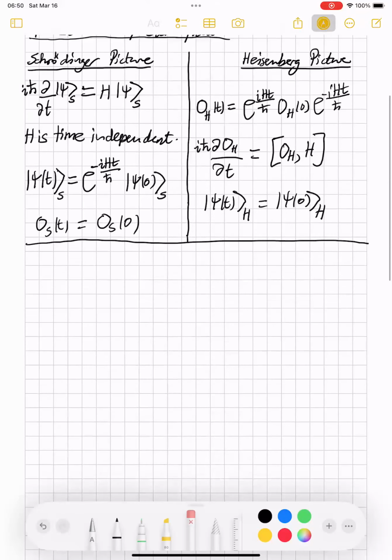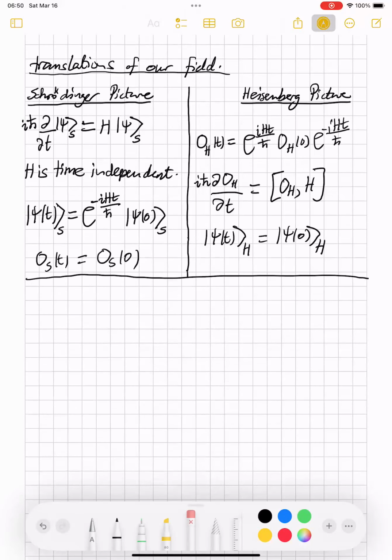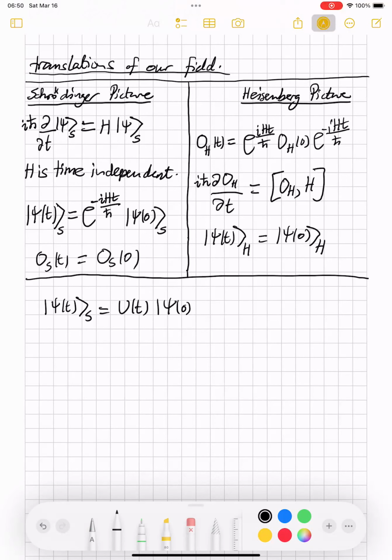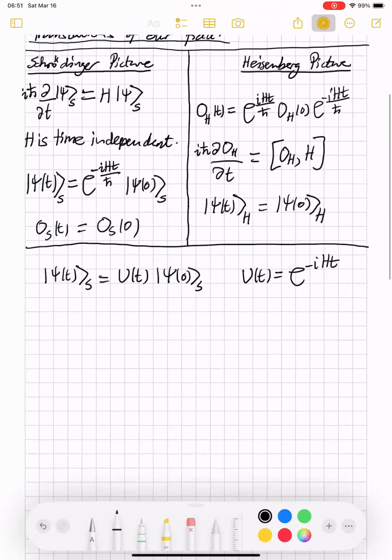We were trying to learn something about translations. The fact that there is a Heisenberg picture and a Schrodinger picture is telling you that either you can time translate your states or you can time translate your operators. And notice something. If I write psi of t, Schrodinger picture, is equal to U of t, psi of naught, in Schrodinger picture, then our operator U of t is equal to e to the minus i H t, and I'm not putting in h bar anymore. So that's how states evolve. Now let's look at the Heisenberg picture where operators evolve.